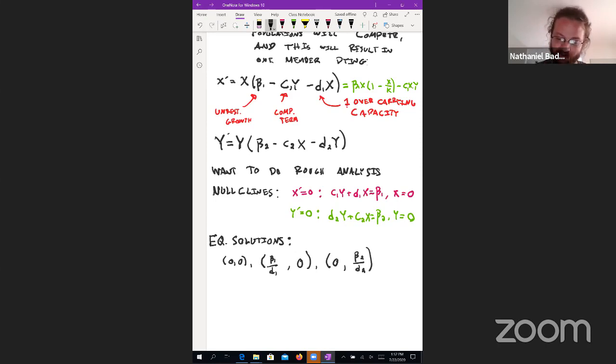And then finally, and I will write this down. This isn't super hard to figure out. It's just tedious algebra. We're going to get (C1 beta 2 minus D2 beta 1) over (C1 C2 minus D1 D2), and (C2 beta 1 minus D1 beta 2) over (C1 C2 minus D1 D2).